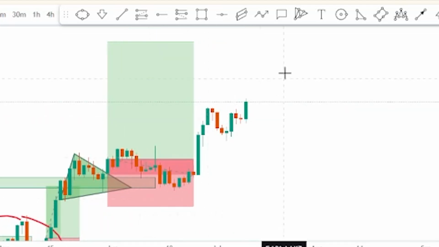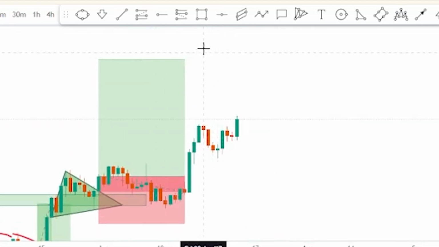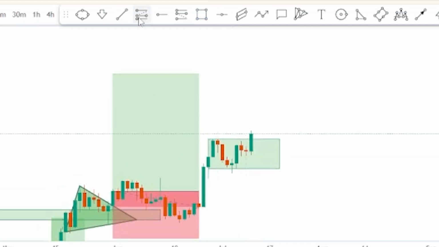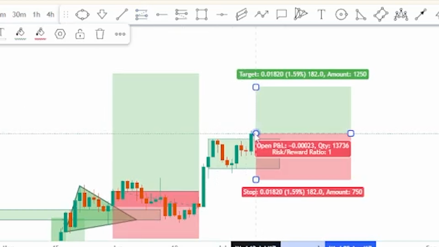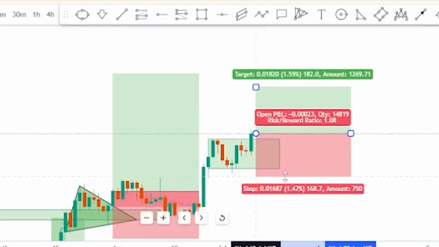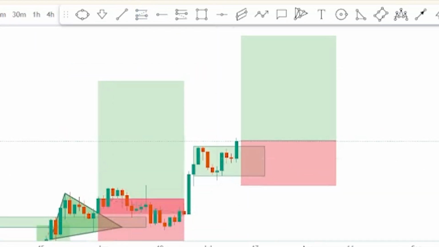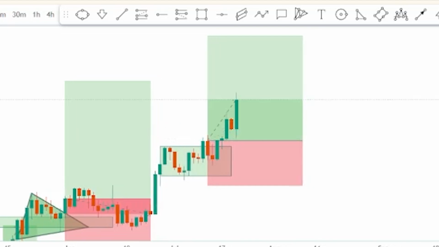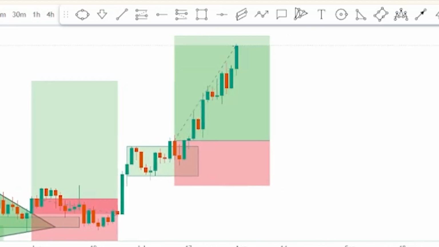Rejecting from this area, we also have a rectangle, and we broke above this area, so we are going to enter from there and see if we can continue the formation of the chart pattern. Let's see what happened. We are still good, continuing to move to the upside.